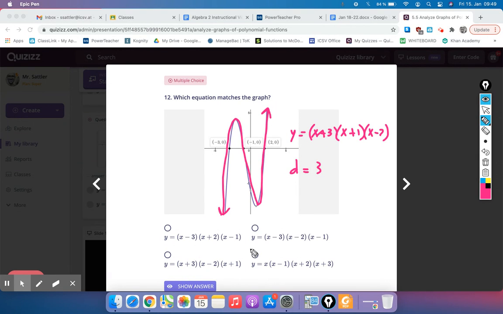Okay, so we're looking for this equation down here. X plus 3, x minus 2, x plus 1. Doesn't matter what order it's in. So there you go.